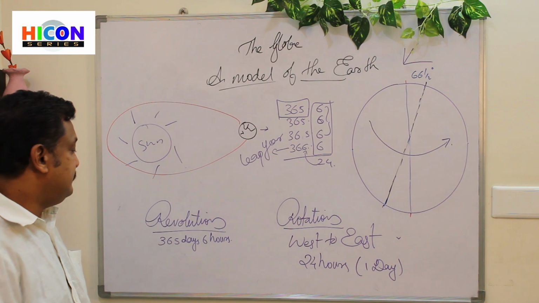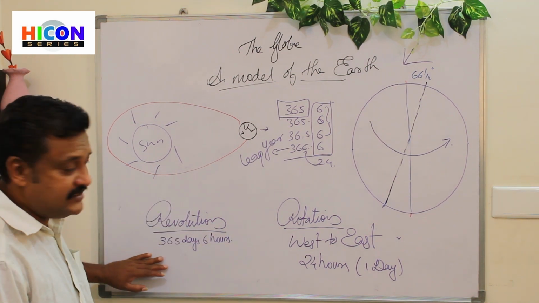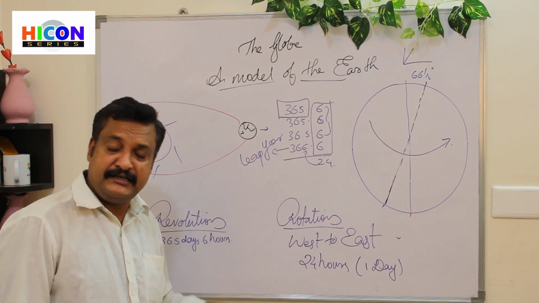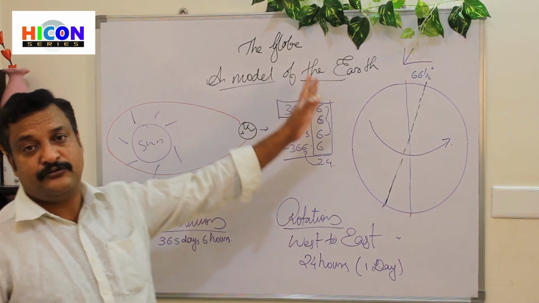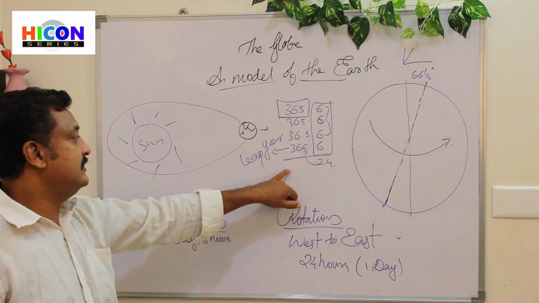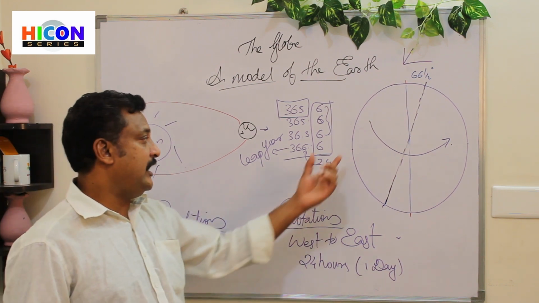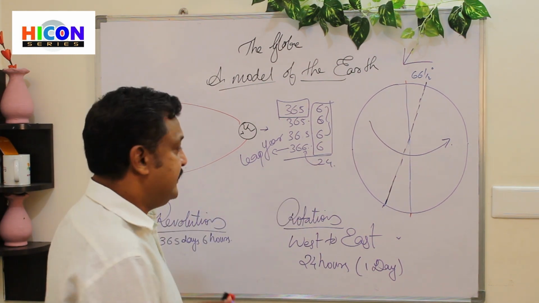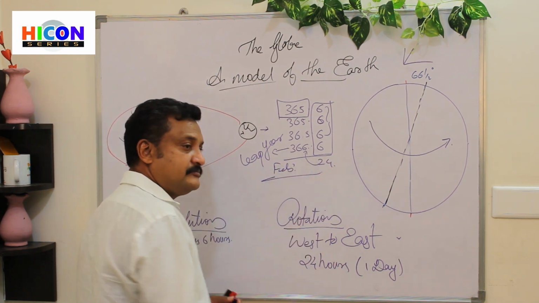So the total time taken for a revolution to complete is 365 days and 6 hours. When we add these 6 hours together once in 4 years, we have one day extra, that makes it 366, and that is called a leap year. And which month do we add this particular day? Yes, it's added to the month of February.